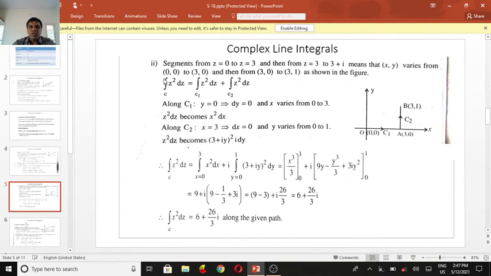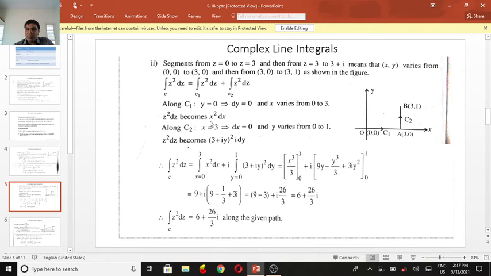So from now we are splitting this integral along a curve. Integral of z square dz over C should be equal to the integral over C1 of z square dz plus the integral over C2 of z square dz. So, line integral. First, we take along a line C1, along the x-axis. Here, along the x-axis, the y term is 0, so y equal to 0, dy equal to 0. Means x varies from 0 to 3 in the first curve C1.